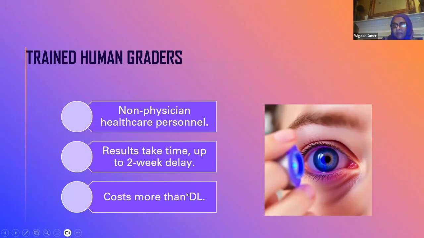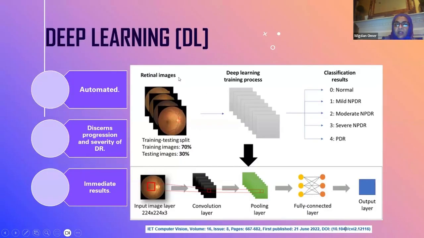deep learning AI. Now, deep learning is automated. It's completely automated. It doesn't need any human intervention. The computer takes the colored fundal pictures, and then those get processed through multiple layer filters. And then the classification of the disease progression and severity is the output we get from the device. And of course, the results are immediate. There is no delay.